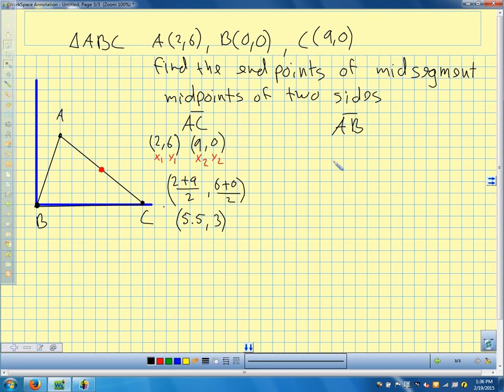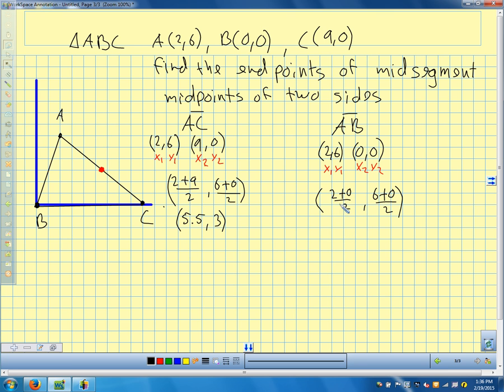And then for segment AB, we have the point (2, 6) and the point (0, 0). So that one's easy. You don't have to do much arithmetic. Our midpoint is going to be the point (2 plus 0 divided by 2, 6 plus 0 divided by 2).